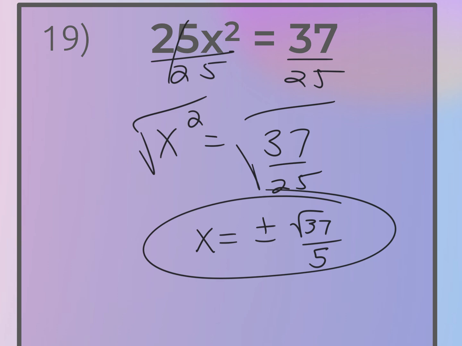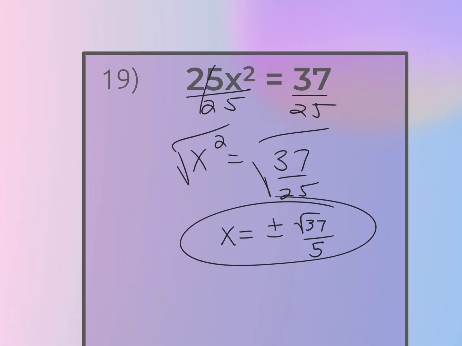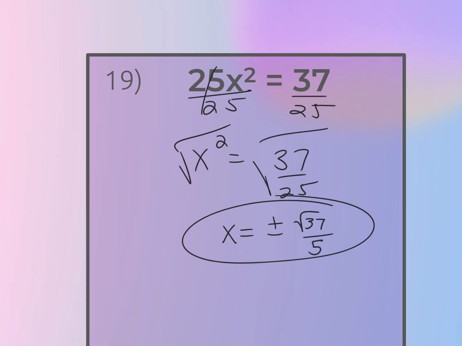Do we have to divide by 25? Because I just went straight to the radical part, and I got 5x equals plus or minus 37. Is that wrong? Yeah, you have to isolate, before you take the square root, you have to isolate the x squared.